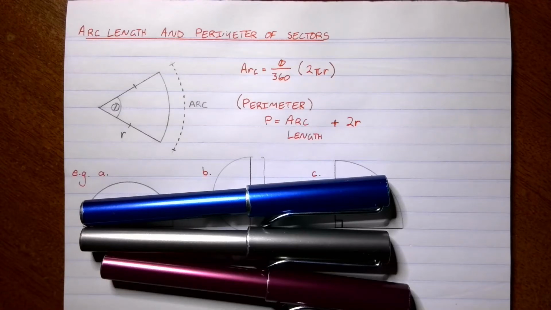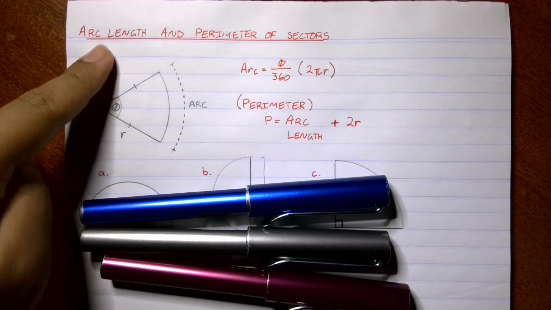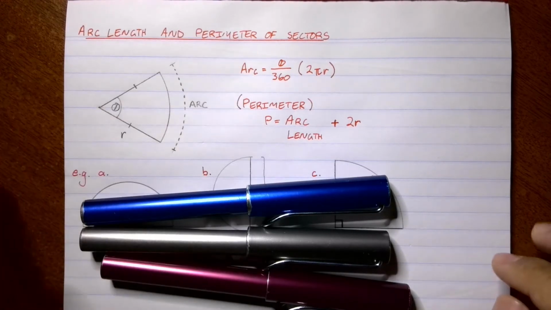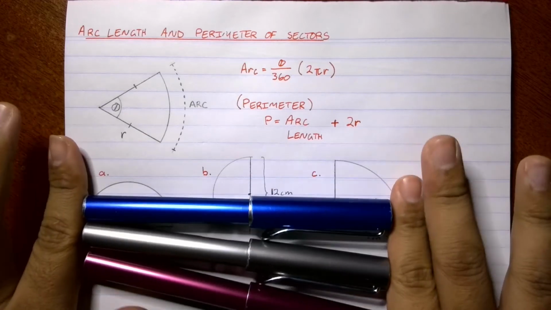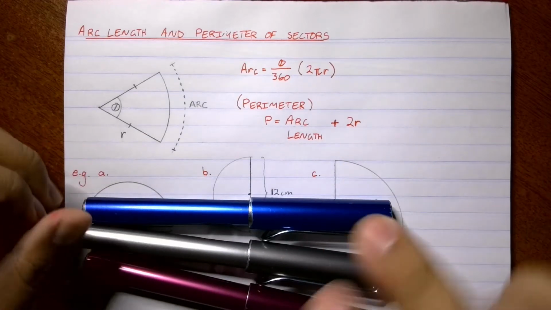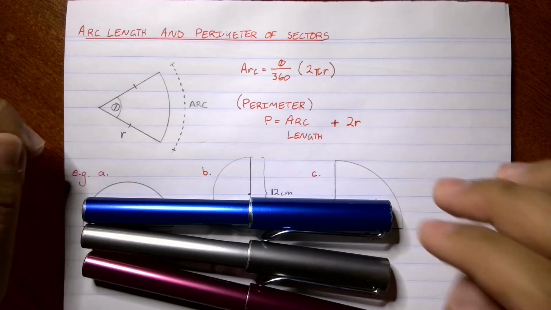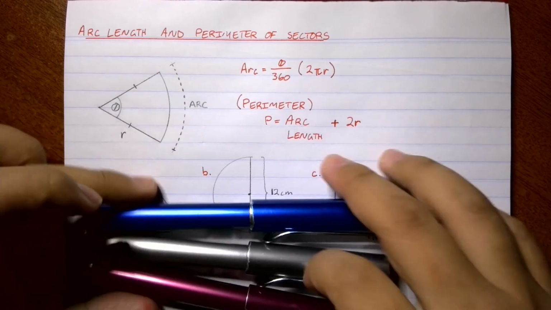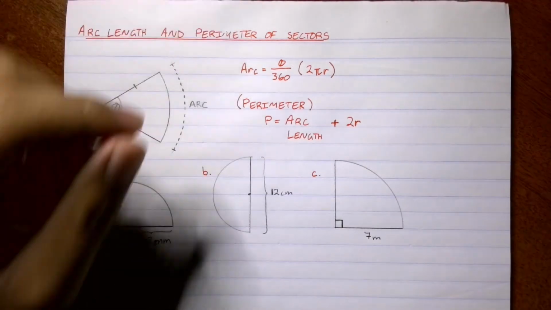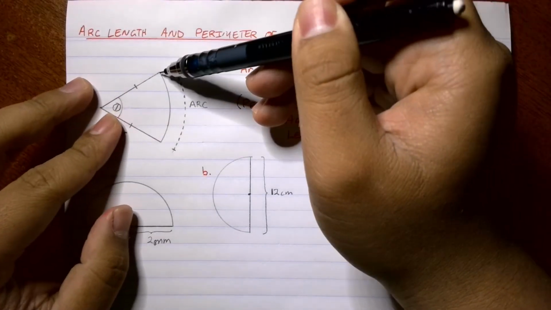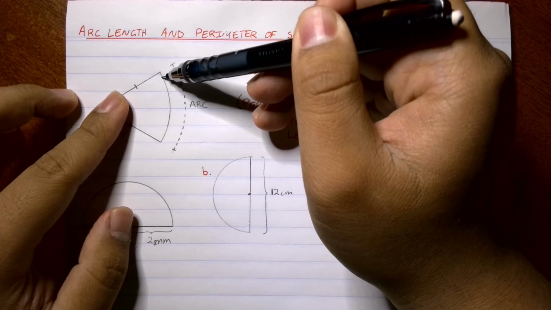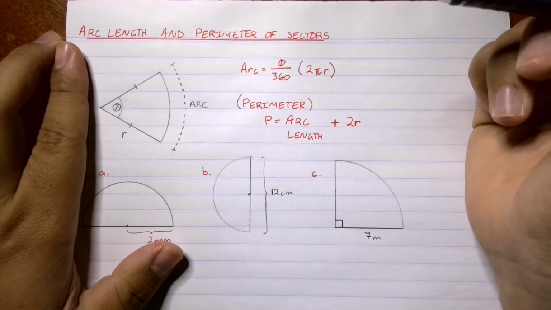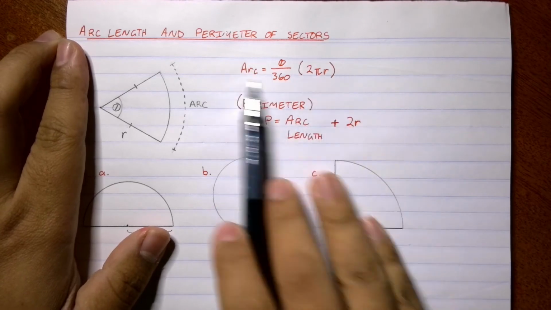Hello class, this is a video tutorial on calculating the arc length and perimeter of a sector. First thing that we're going to clarify is that this is going to be calculating two different components of the same sector of a circle. The arc length is only measuring the length of just that curved bit. And there's a formula for that.